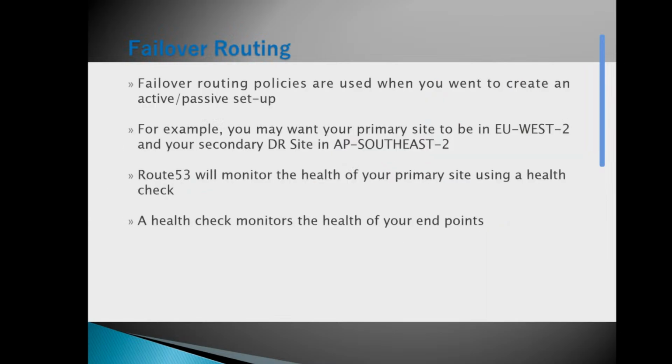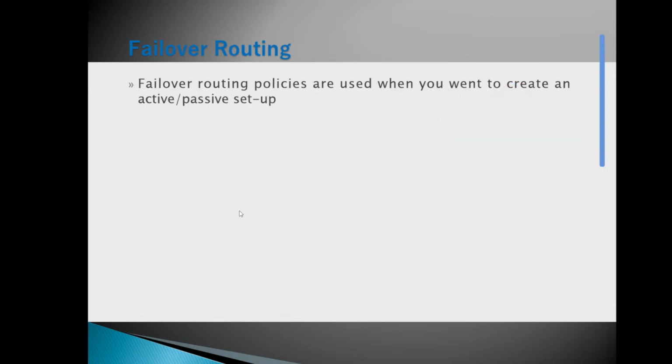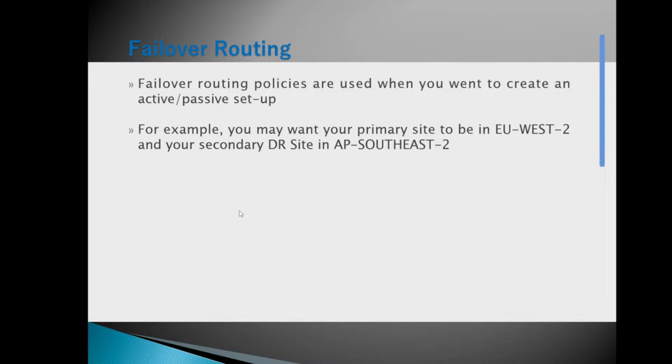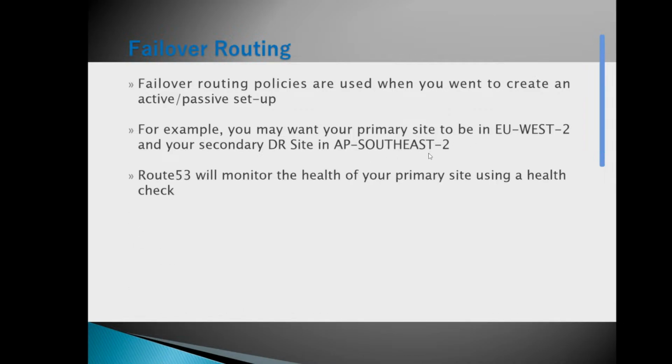That is failover routing. So failover routing is used when you want to create an active passive setup. For example, you might want your primary site to be EU West 2 and your secondary DR site as AP South East 2. So this is your primary site, this is your secondary site. Route 53 will monitor the health of your primary site using the health check. तो वो आपके health checkup को monitor करता रहेगा. According to the health check, it is going to switch your traffic from primary to secondary. The health check monitors the health of your endpoint.